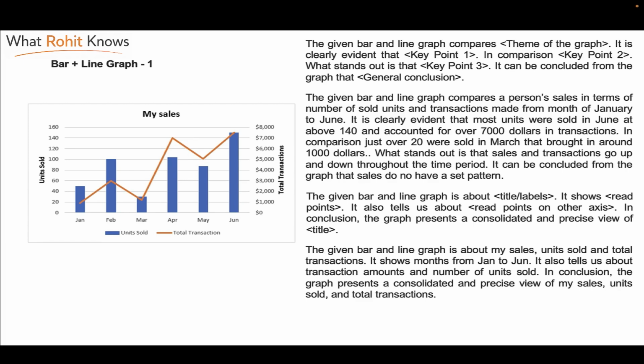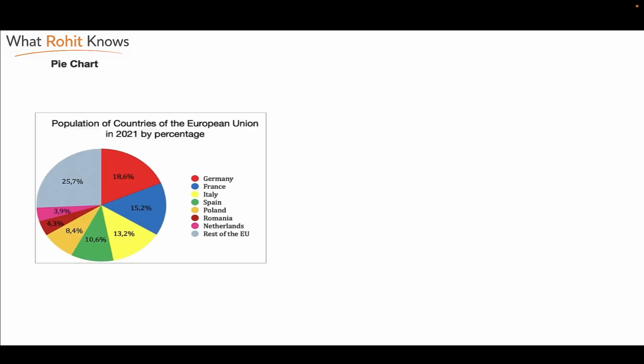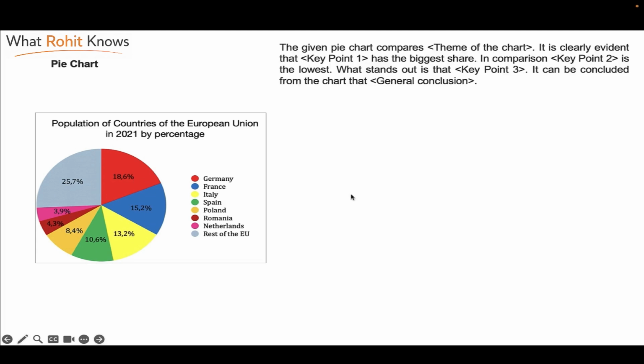Let's look at the next one, which is a pie chart. So a pie chart looks like this. This whole basically is a pie, like an apple pie, and it's divided into different pieces. So piece of a pie, and it represents something of a whole. Now, this is the template. The given pie chart compares, then theme of the chart. The rest of it is similar to what we used for the graphs.